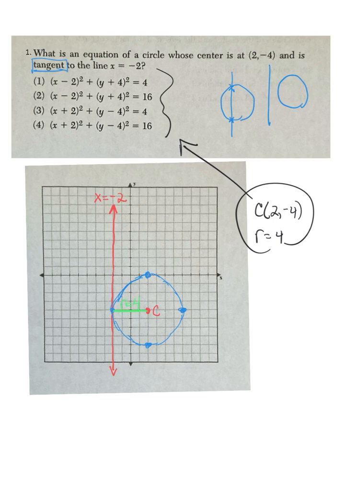Now remember, when we're doing the center points, we change the signs. So we should have a -2 that we're looking for and a +4 that we're looking for, which would mean it would be these two, right? Because here and here, the signs don't change. Okay, so it's not going to be choice 3 or 4. Now remember that the radius is 4, but what goes here is the radius squared. So your final answer should be this one, number 2.